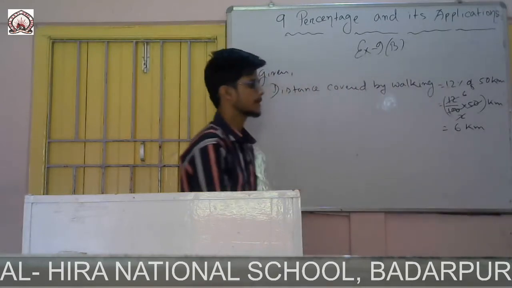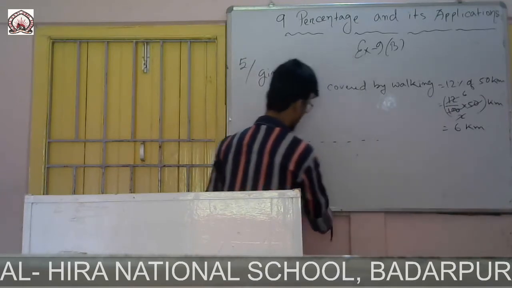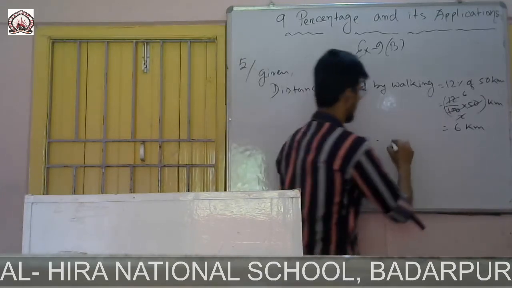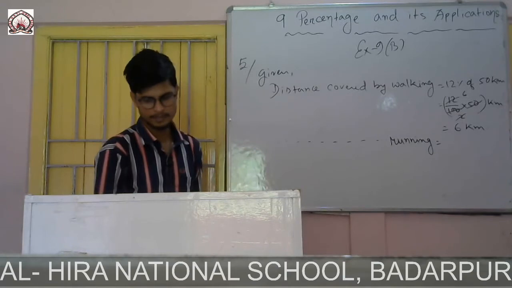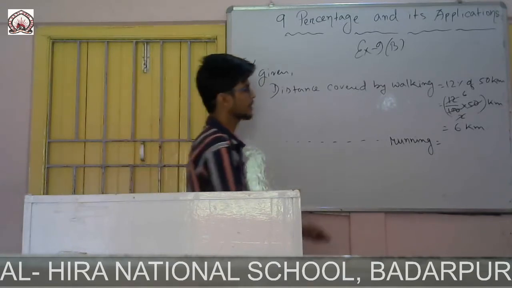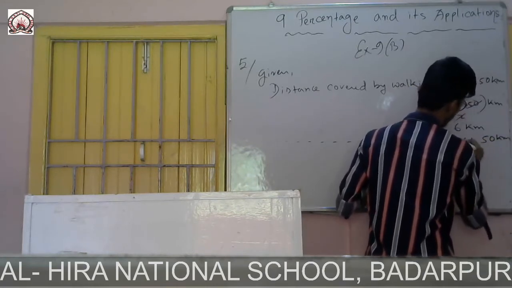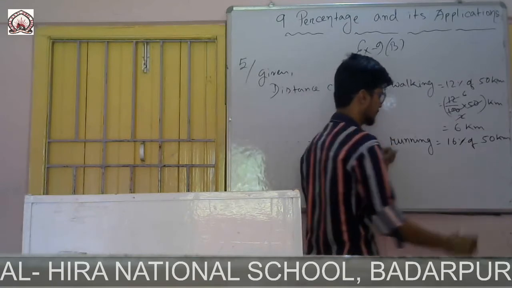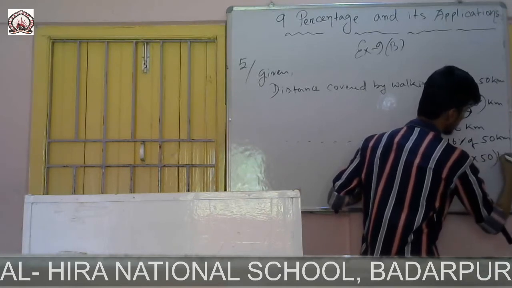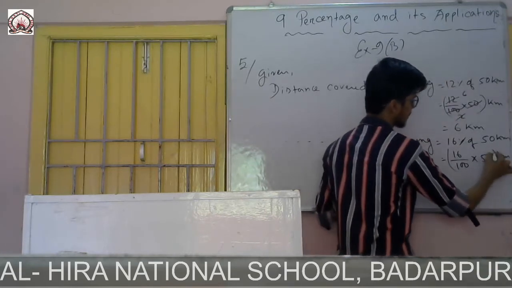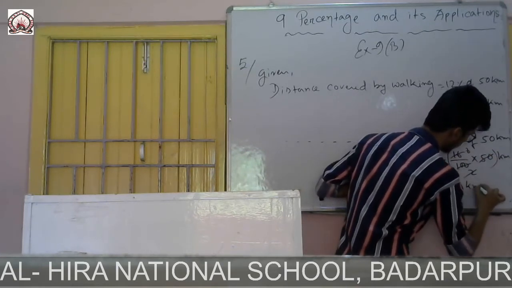He walked 6 kilometers. Then you write the distance covered by, in place of walking you write it in full, distance covered by running. It is given 16% of the total journey, that means 50 kilometers. 16% of 50 kilometers equals 16 by 100 into 50 and the unit is kilometer. Like earlier I can cancel it with 5 2s are 10 and 2 8s are 16, so the answer is 8 kilometers.